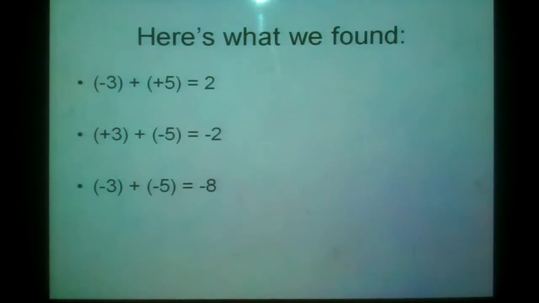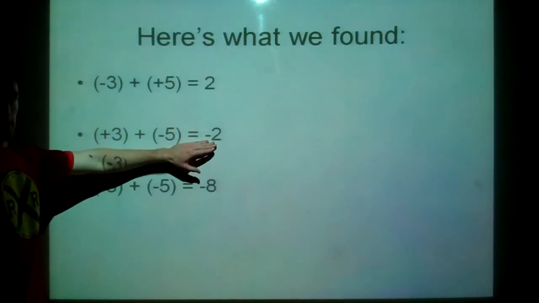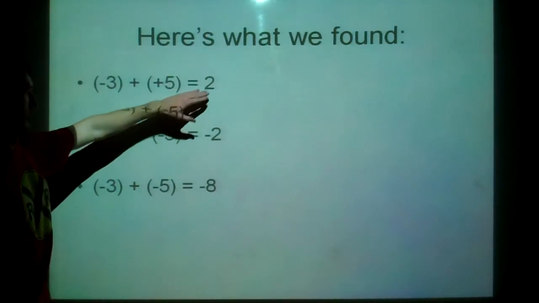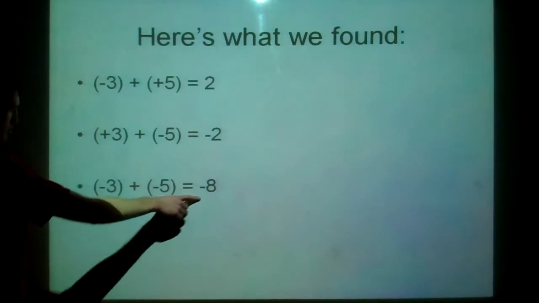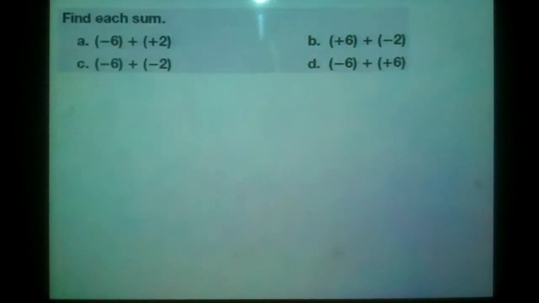more negative. So basically just remember that if the bigger number has a negative attached to it, when adding, you're going to get a negative. If the smaller number has a negative when adding, you're going to get a positive. And then when you add 2 negatives together, you're always going to get a negative. So let's take a look at some of these.